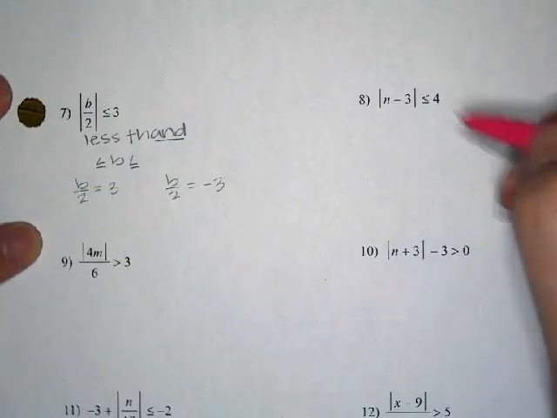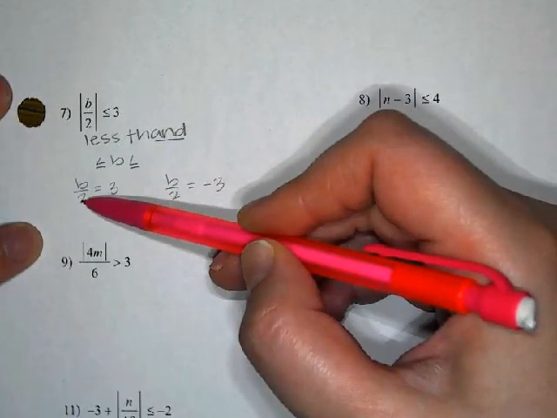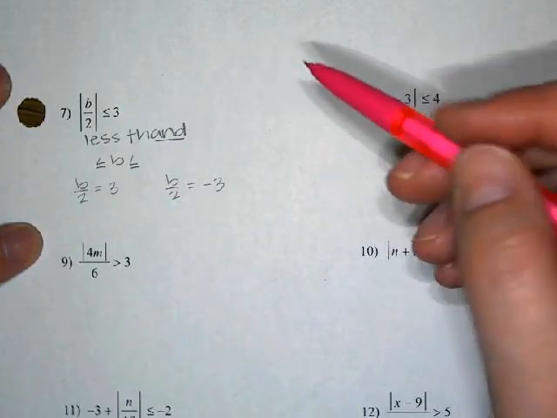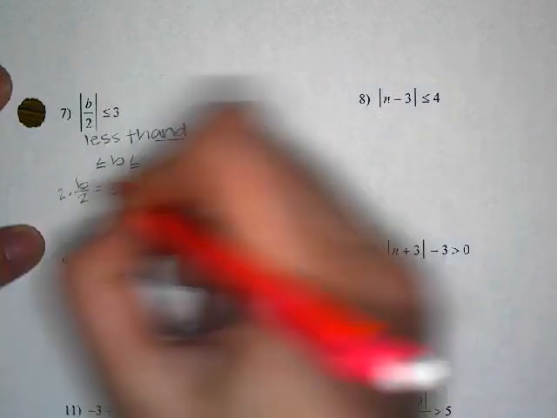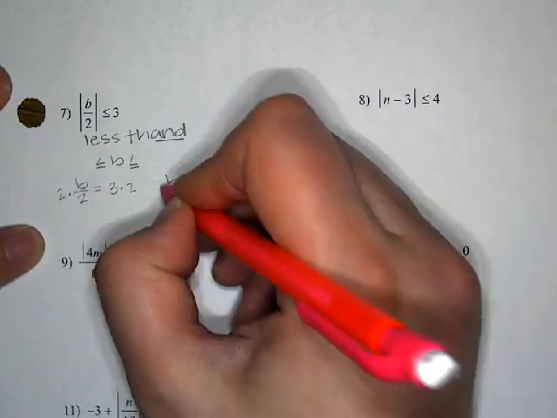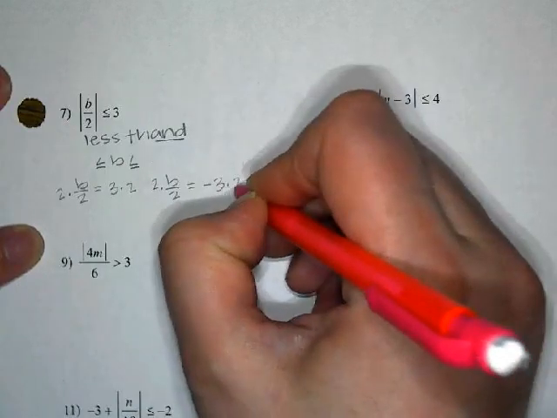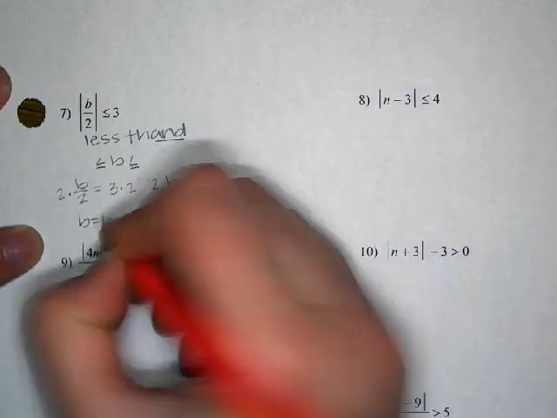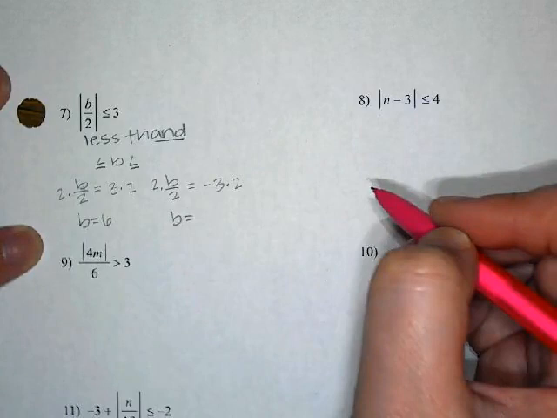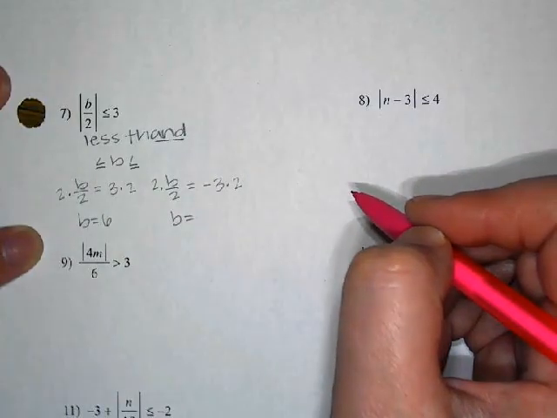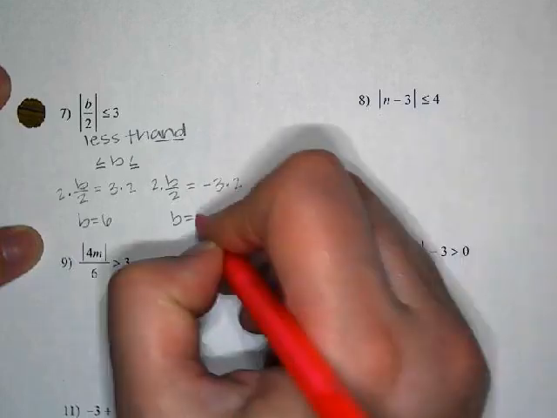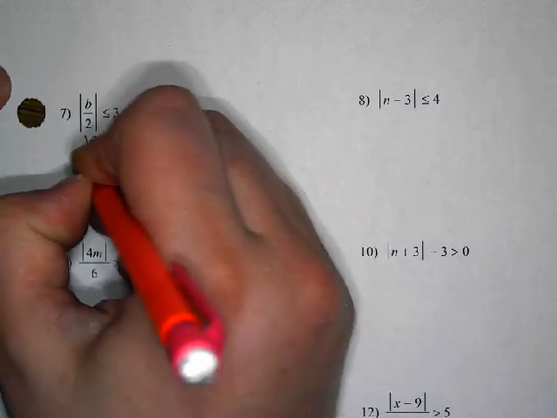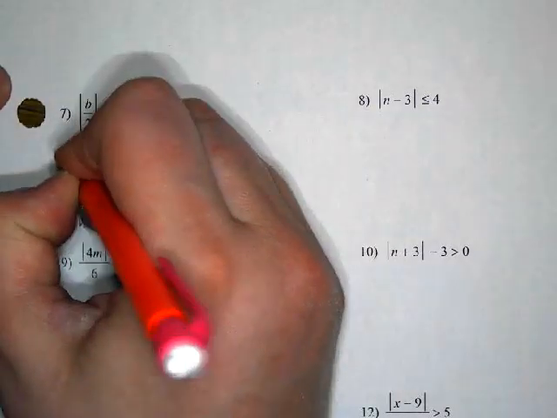And when the b is over 2 like that, what operation is it? What's happening? Division. So how do you undo division? Okay. Times 2, times 2. So b equals 6. And b equals -6. Which one of those is smaller? -6. So -6 goes on the small side, +6 goes on the big side. Done.